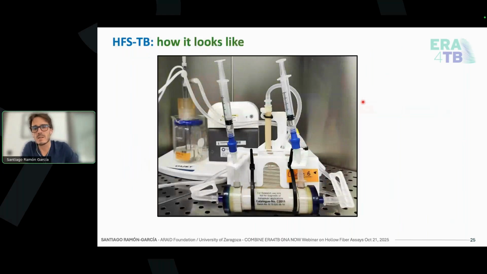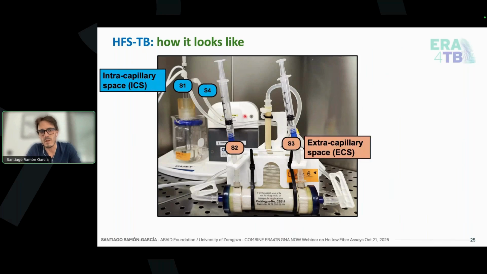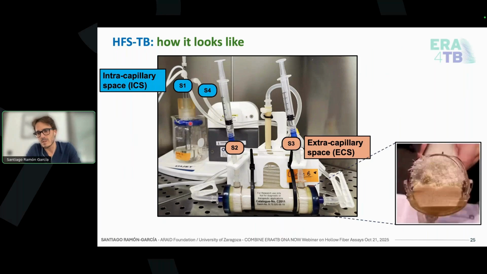But what does it look like? This is a hollow fiber system. You see here the cartridge, and importantly, in the hollow fiber we also have four different ports. As mentioned before, if you look at the cartridge section, you have many fibers. There is an intracapillary space, which is what is inside the fibers, and then an extracapillary space, which is the rest of what is contained in the cartridge. The bacteria are trapped in this extracapillary space.